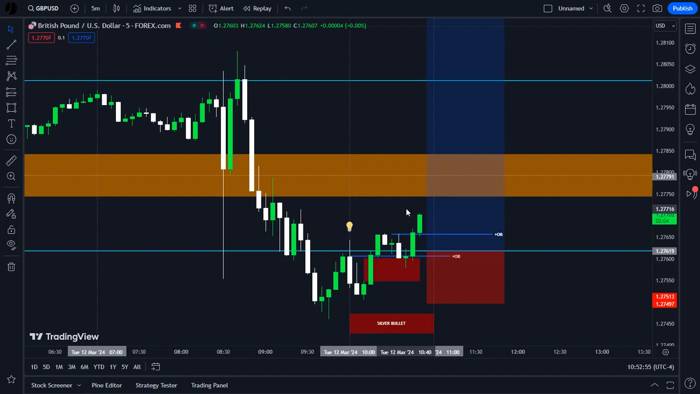So I want to see expansions. That's what I want to see. Precisely, if we break above this inversion, then we put our stop loss at break even. If you entered on the high end of this fair value gap, the low end of this daily fair value gap, or if you entered on this bullish order block, you put your stop loss at break even. That's when we break above here.